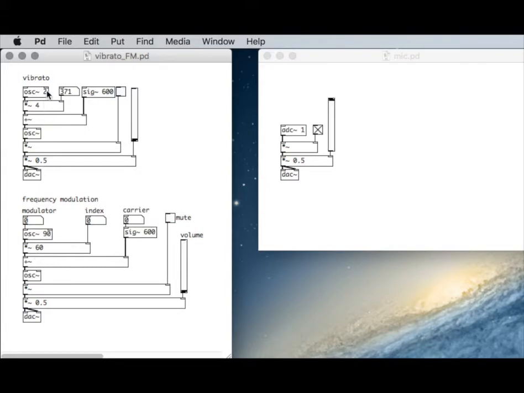So instead of twice a second, we're doing 90 per second. And instead of starting at 4 in terms of our index, we're starting at 60. So we can change the modulator frequency, the index, and the carrier frequency. So here's that sound for the default values here that we've set: 90, modulator, index of 60, a carrier of 600 hertz.